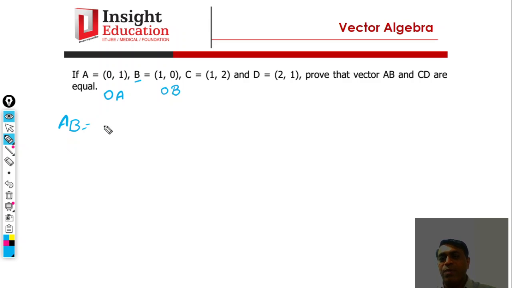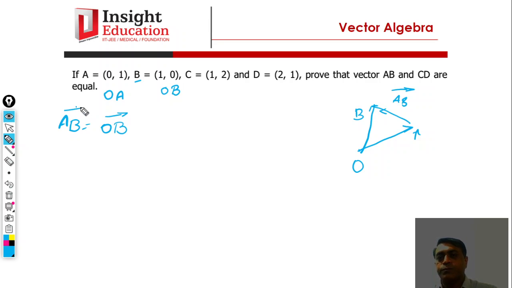So if I want to find AB, suppose consider O, the origin. Then there are two vectors: one is vector A and second is vector B. So vector A, vector B and vector AB. This is position vector OA. So vector AB is equal to OB minus OA.